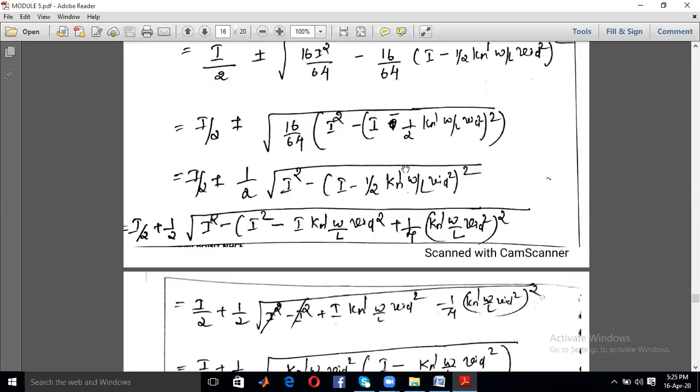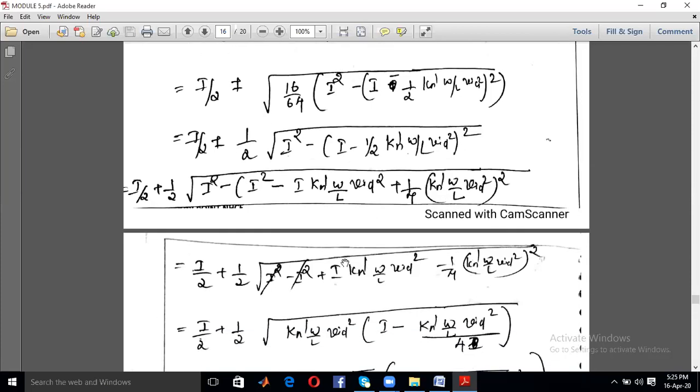So this is b square. B square means 1 by 4 into, again for this you have to put as whole square, that is kn dash w by l into VAD square the whole square. So what I did is I just expanded a minus b the whole square term. This is a square term, this is 2ab term, this is b square term. So a square minus 2ab plus b square. Then I'll take this minus sign inwards and simplify. Okay, so I'll take this minus sign inside and simplify.